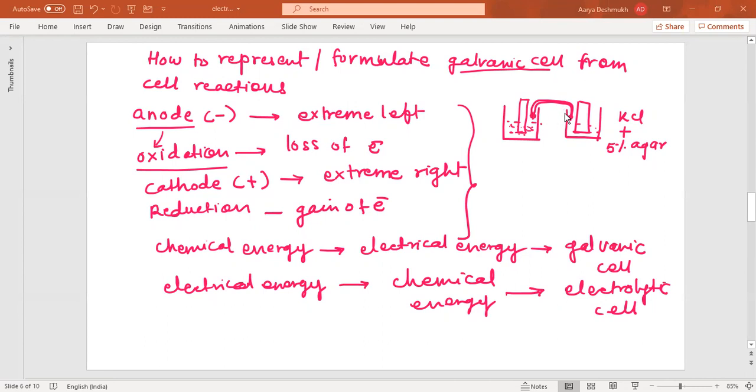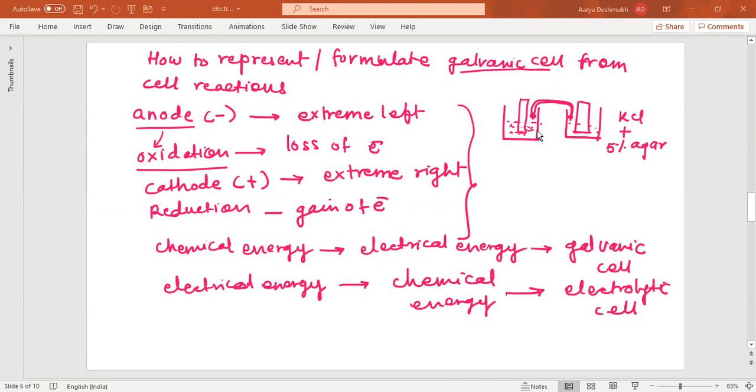This salt bridge is made up of saturated KCl plus 5% agar solution, and it is allowed to solidify, and it is kept in distilled water when not in use. This salt bridge, made up of KCl and agar solution, facilitates the flow of ions from one container to another to complete the circuit. It also prevents the mixing of the two solutions. It also maintains electrical neutrality in both solutions by transfer of ions through this salt bridge.